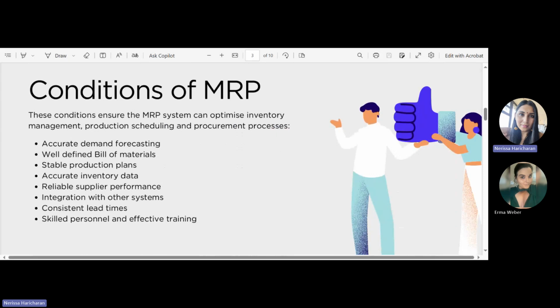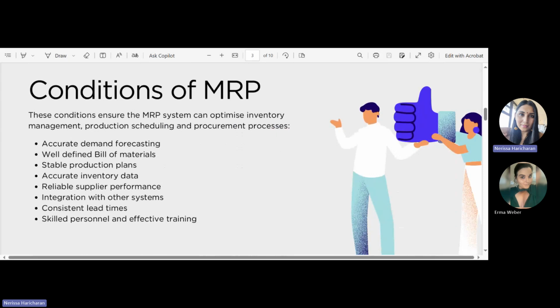Then we have reliable supply performance. Your MRP depends on having timely delivery of raw materials from its suppliers. If your supplier delays or fails to deliver according to the timeline, then your MRP is going to be disrupted. So your MRP works best when your suppliers are dependable and your delivery schedules go as planned. Right. Then we have integration with other systems. MRP is often part of the broader ERP, or the enterprise resource planning system.